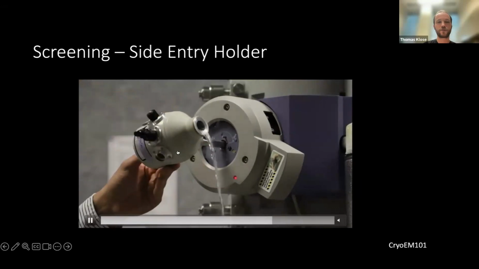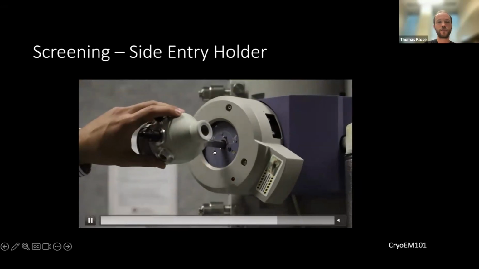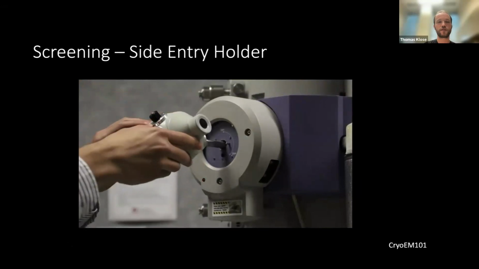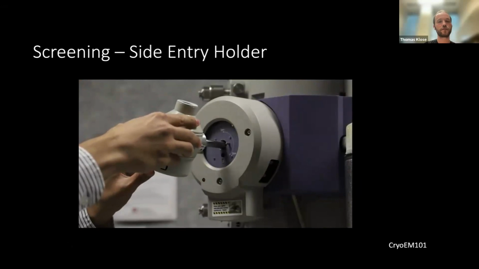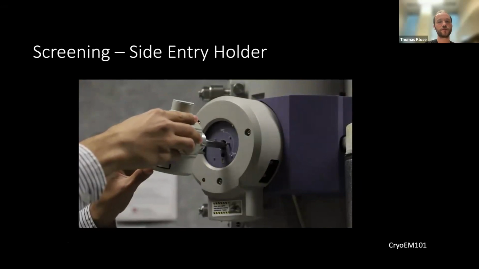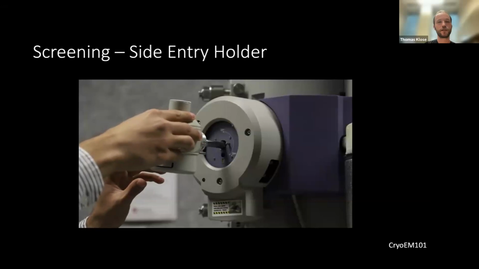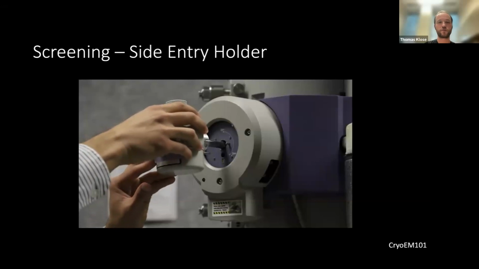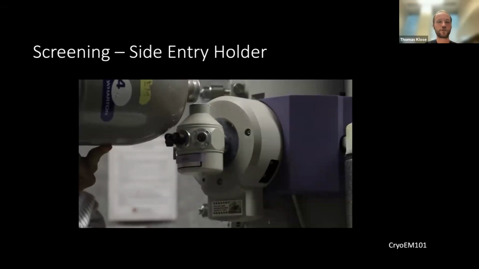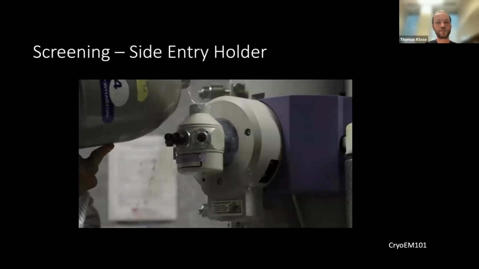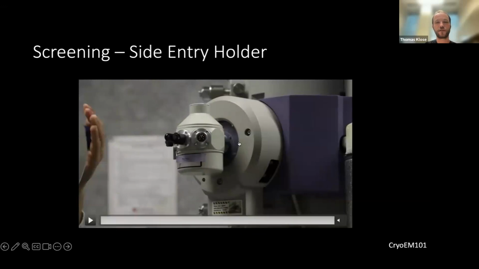So it gets inserted into the microscope. Wait a little bit, and then there's a second insertion step where, in this case, they're going really slow. And then the sample will be sitting in the center of the microscope column and can be imaged. So there we go. And yeah, we add more liquid nitrogen to keep it stable. And that's how the sample goes into a microscope in a side entry holder.